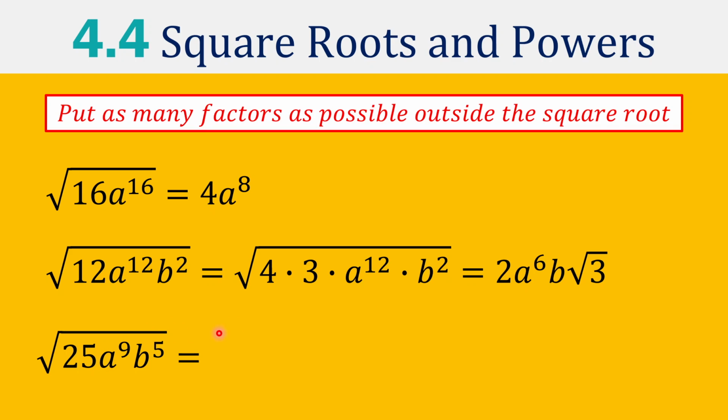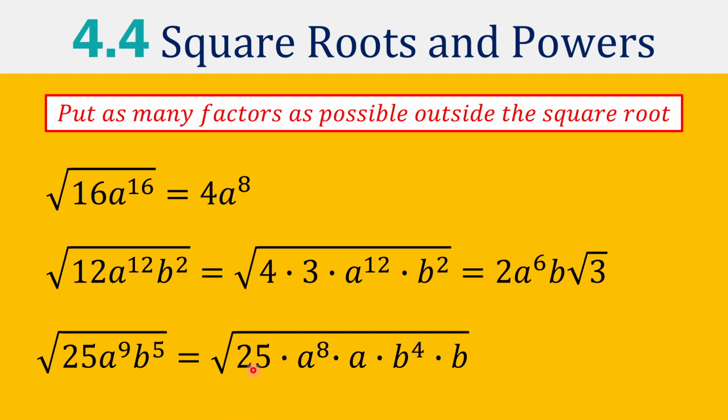Here, root 25, I can calculate. That's just 5. The problem here lies in a to the power of 9 and b to the power of 5. Split it like this: a to the power of 8 times a, b to the power of 4 times b. Root 25 is 5. The root of a to the power of 8 is a to the power of 4. And the root of b to the power of 4 is b squared, leaving me with 5 a to the power of 4 b squared, and inside the root I'm left with a, b, and that's just totally fine. That's just your final answer here.